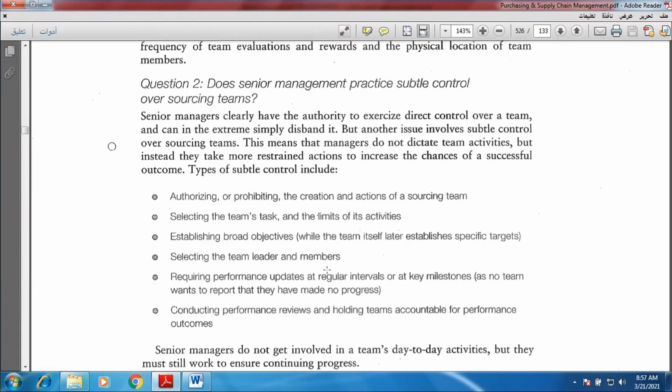Question number two, simply, does senior management practice subtle control over sourcing teams? Here we have the board of directors. We have the management of the organization. They would like to have some direct control over the team.